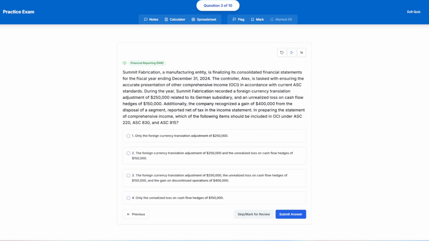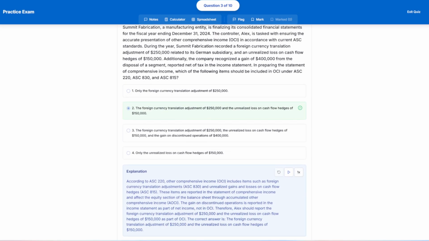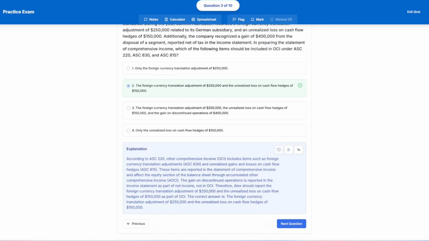Based on our analysis, the correct answer is option 2. The foreign currency translation adjustment of $250,000 and the unrealized loss on cash flow hedges of $150,000. These items should be reported in OCI under the appropriate standards. Remember, when tackling OCI-related questions, always think about what bypasses the income statement and directly impacts equity. This will help you navigate the thrilling world of comprehensive income reporting with the precision of a seasoned CPA.